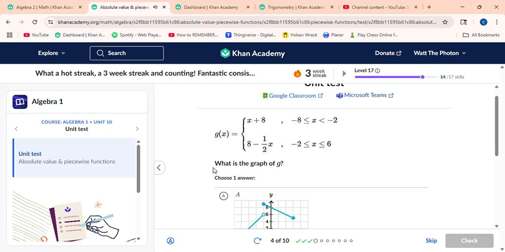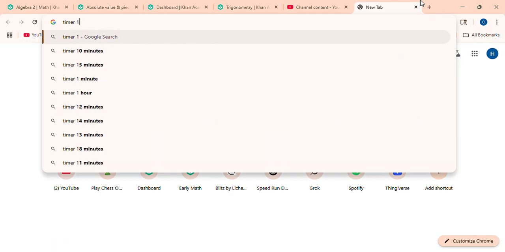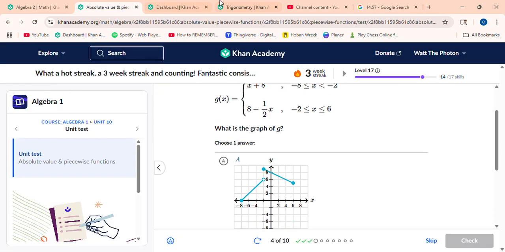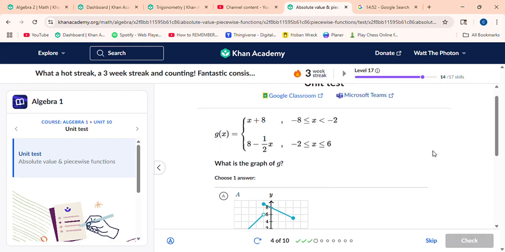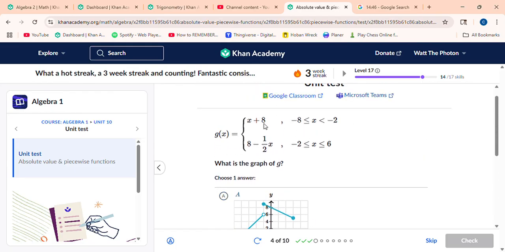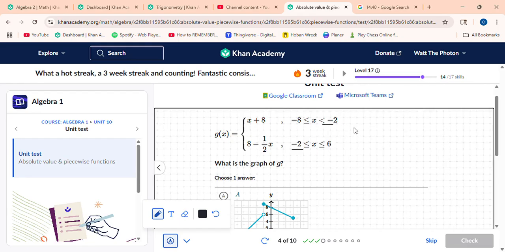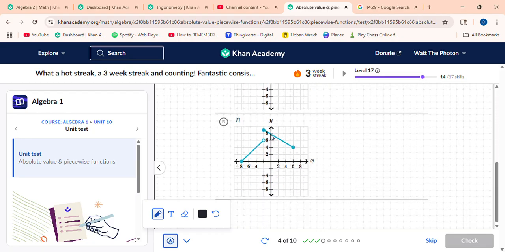G of x. What's the graph of g of x? Let's get a timer starting. 10 to 15 minutes. What's the graph of g of x? G. So it goes up to, for negative 2, that's 6, negative 2, that's 8, plus 1, so that's 9, 6, 9, 6, 9.